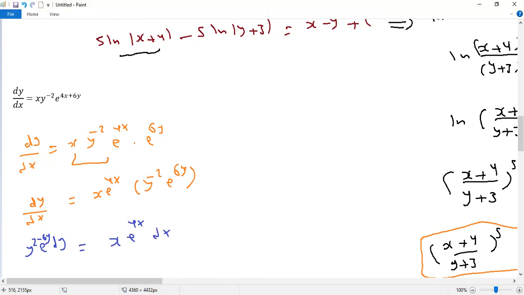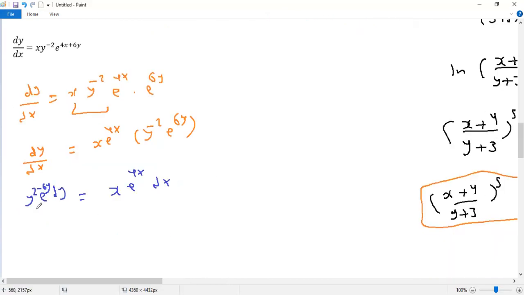Now take the integral of both sides: the integral of the left equal to the integral of the right. Both of them can be solved by integration by parts, u dv, and you can continue to the answer.